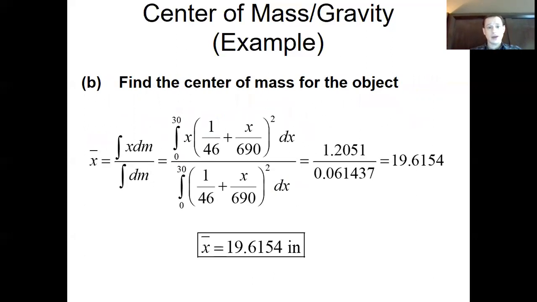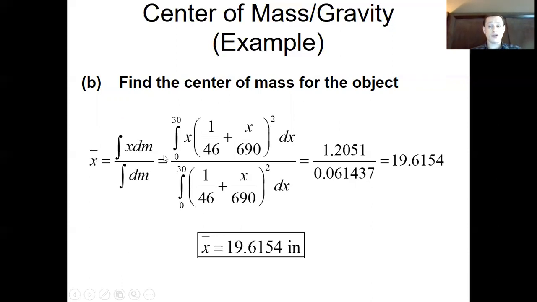Now, finding the center of mass for the object, we're going to use this new equation. We have x bar. The bar stands for average, by the way. So x bar means the average value of x, the center of mass.